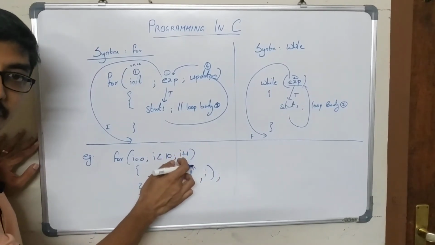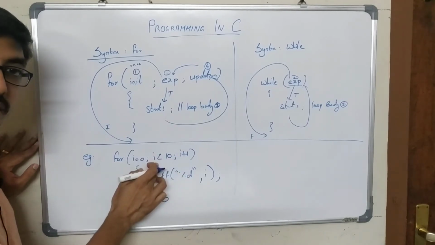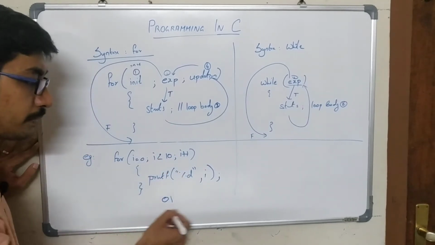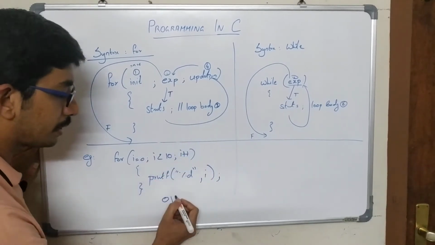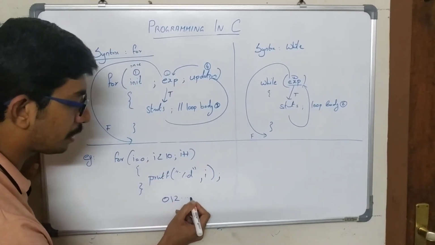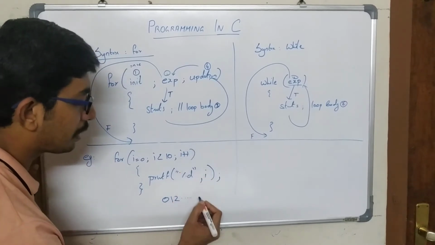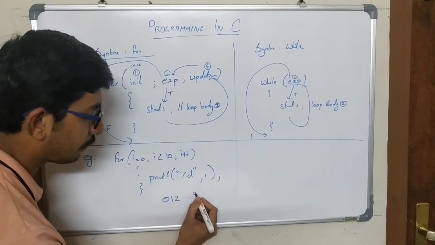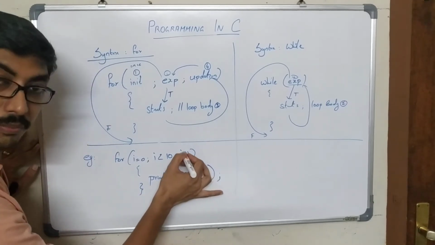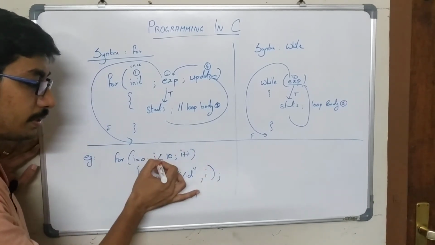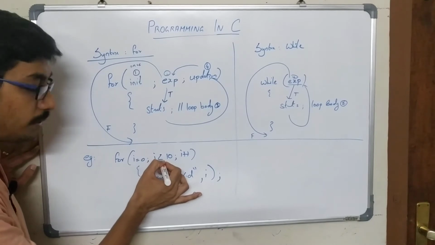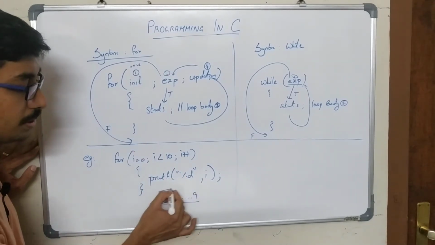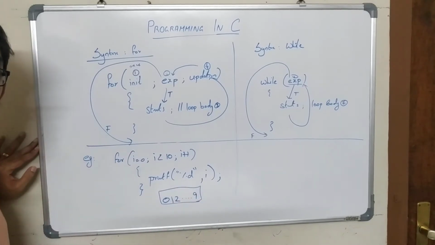i will be incremented, i will become 1. 1 less than 10, the condition is again true, so again i will be displayed. Next i will become 2, again the condition is true. This process will continue. Once i becomes 9, 9 less than 10 is true, 9 will get displayed. It will go to the updation part. i will become 10. 10 less than 10 is false, which means it will come out of the loop, and your output will be the numbers from 0 to 9.